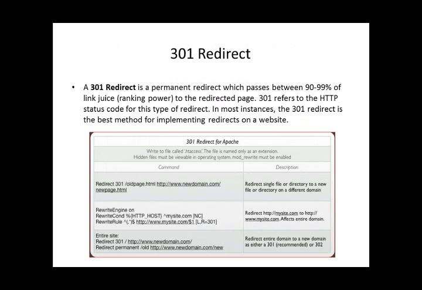One other important thing when it comes to coding is a 301 redirect. Primarily, a 301 redirect is a permanent redirect which passes almost 90 to 99% of the page authority, or link juice, while we are doing a redirect from one URL to a different URL.